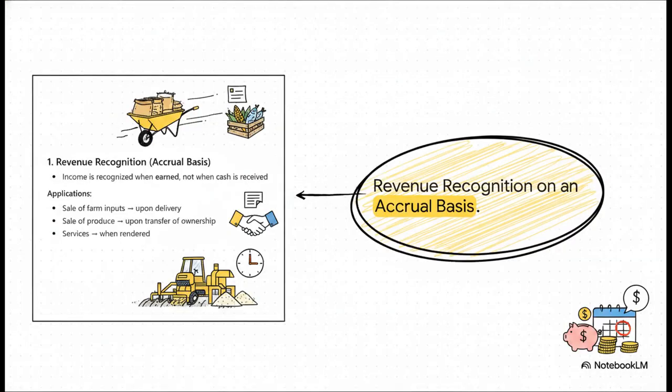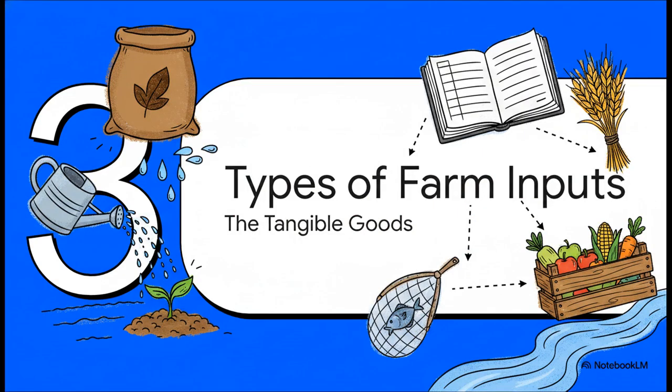So, what does earned actually look like in the real world? Well, under the accrual basis, if you're selling farm inputs to a member, boom, the income is legally recognized the moment those goods are delivered. If it's a sale of produce, it's recognized upon the transfer of ownership. And for services, say milling rice or renting out a tractor, you recognize that income exactly when the service is physically rendered. You do not wait around for the farmer to pay you next month to record the value you created today. Section 3, types of farm inputs, the tangible goods.